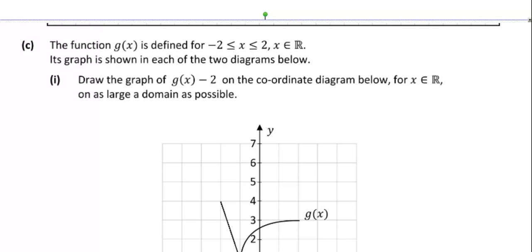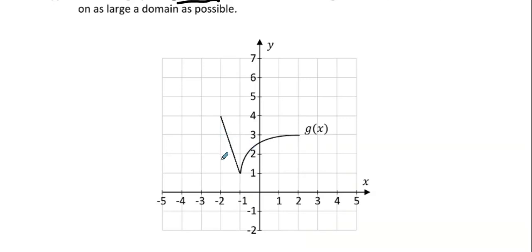I got this. See g of x take away 2. Your output take away 2. Make all your outputs 2 smaller. So what does that look like? 2 down every time.